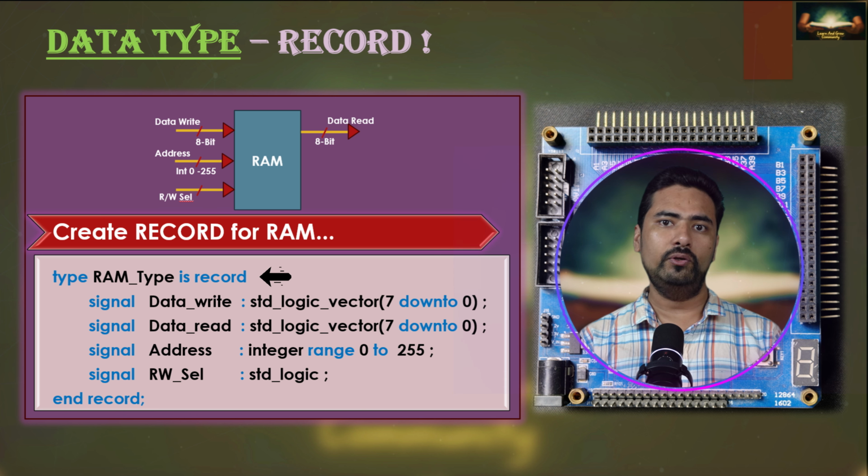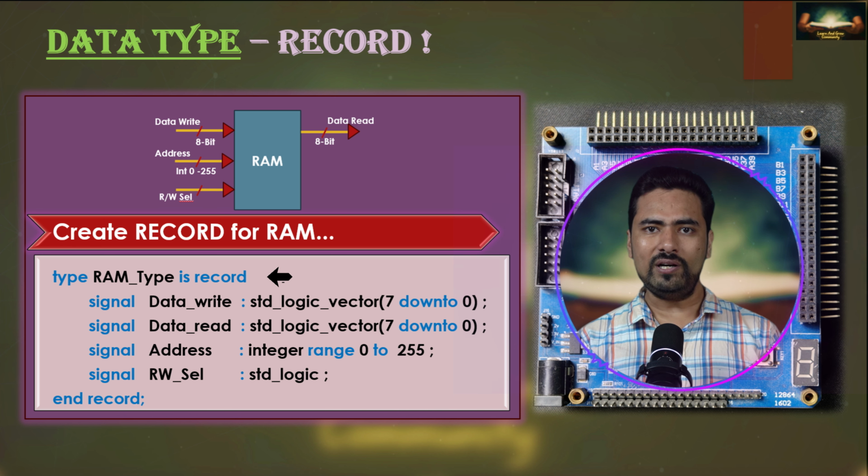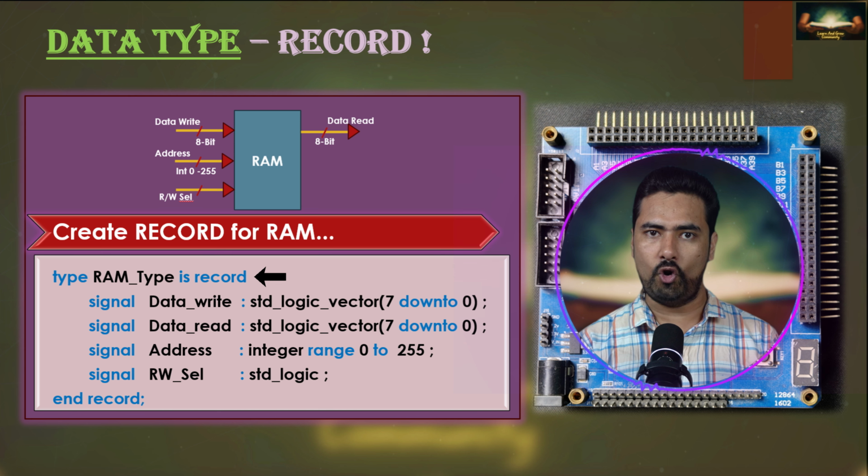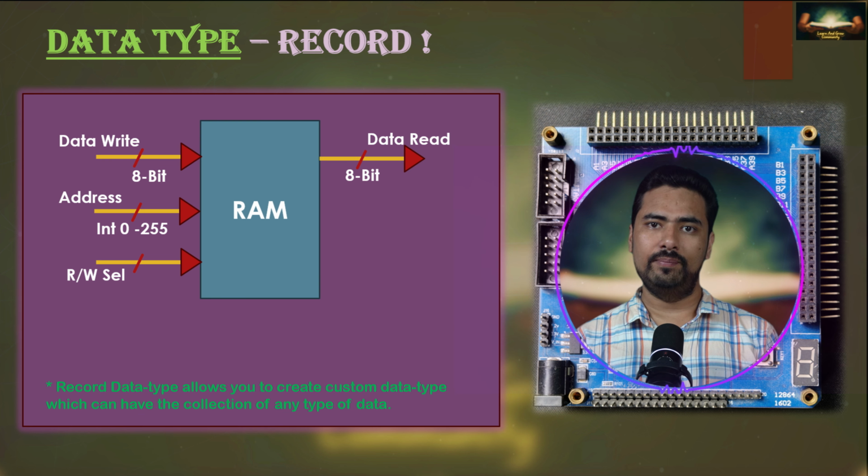So in VHDL, you have the record feature to work on such a specific requirement. Records in VHDL allow you to group different data types into one single record. Let's understand this with some examples.